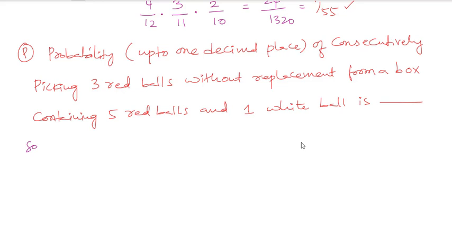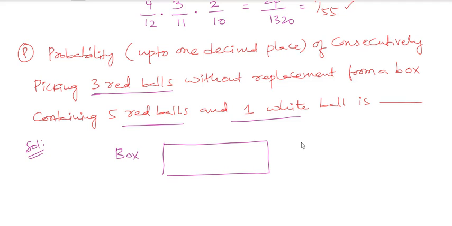Try to understand what they are asking. Read the question: probability of consecutively picking 3 red balls without replacement from a box containing 5 red balls and 1 white ball. That means they have given a box. That box contains 5 red balls and 1 white ball. So out of which they are taking it as what?